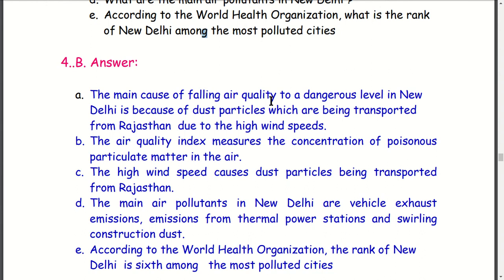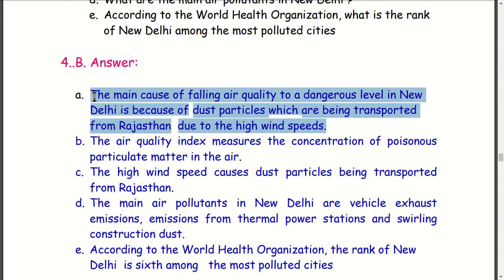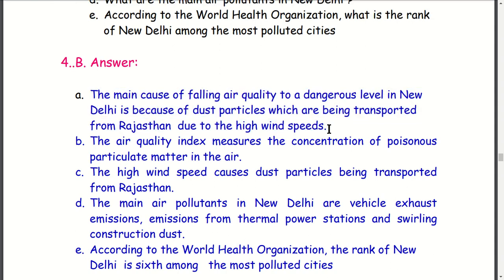The main cause of falling air quality to a dangerous level in New Delhi is because of, or due to, dust particles which are being transported from Rajasthan due to the high wind speed. This is the answer. The answer seems to be already long, but however we have to write this much.